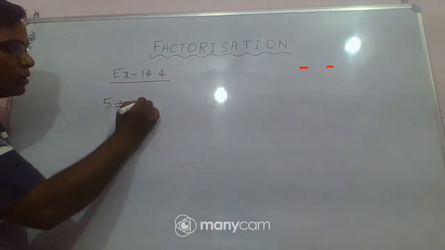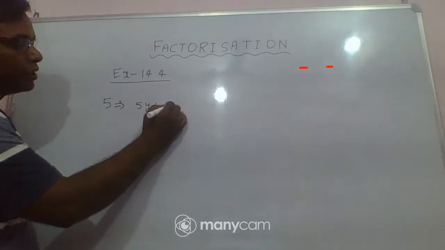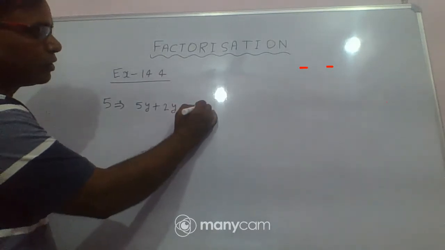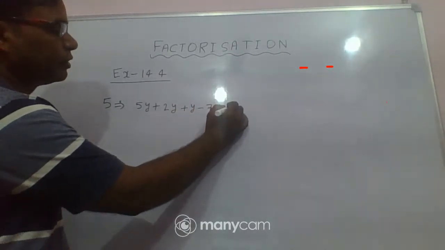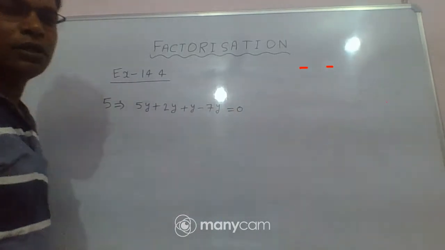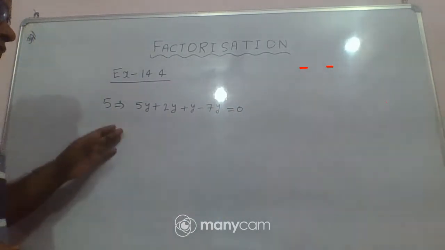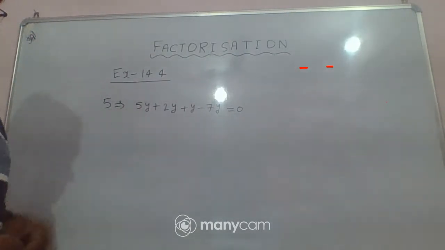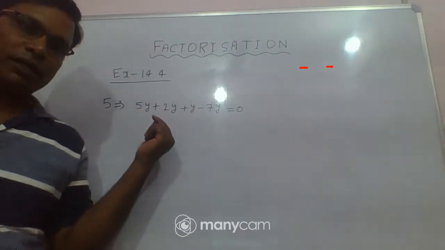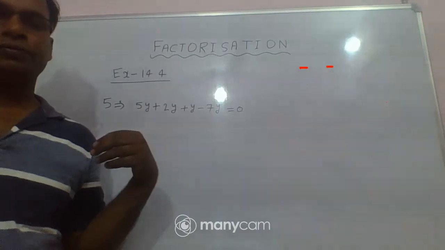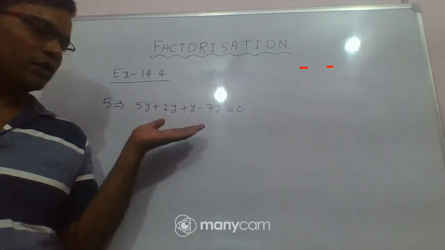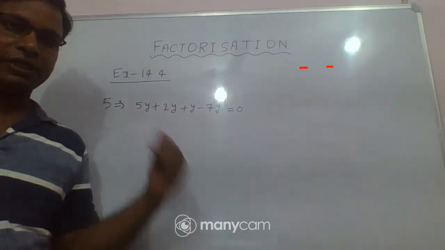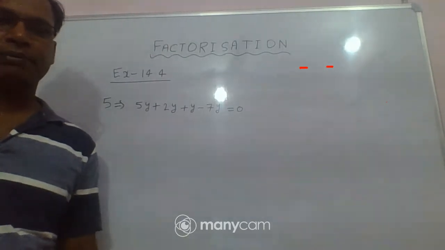Question number 5 is 5y plus 2y plus y minus 7y is equal to 0. This is question number 5. This is the given mathematical statement. We need to find where the error is, and also we correct this.